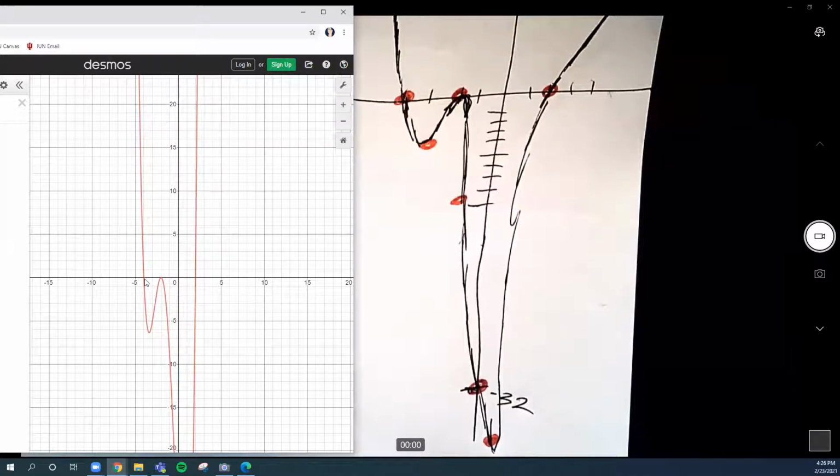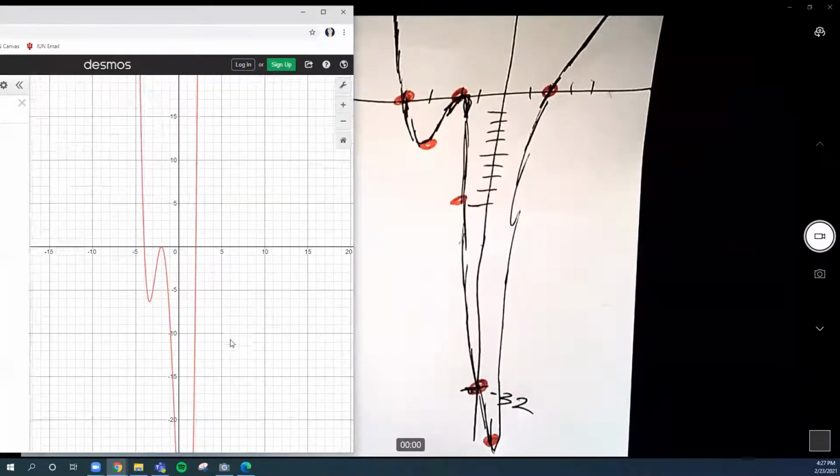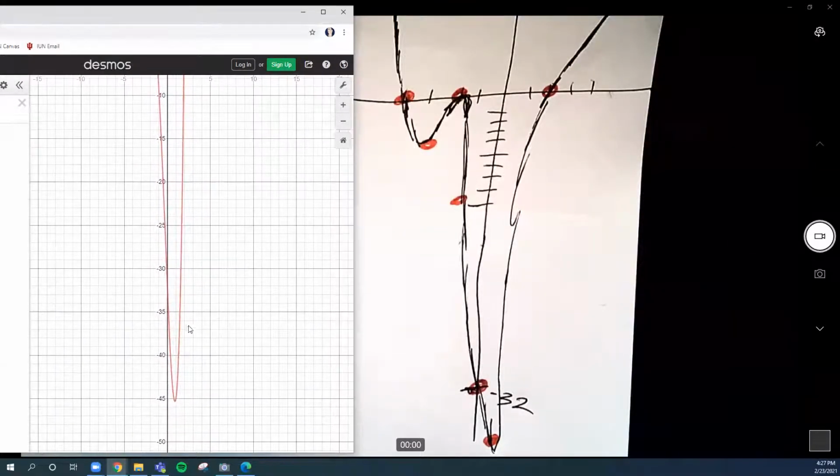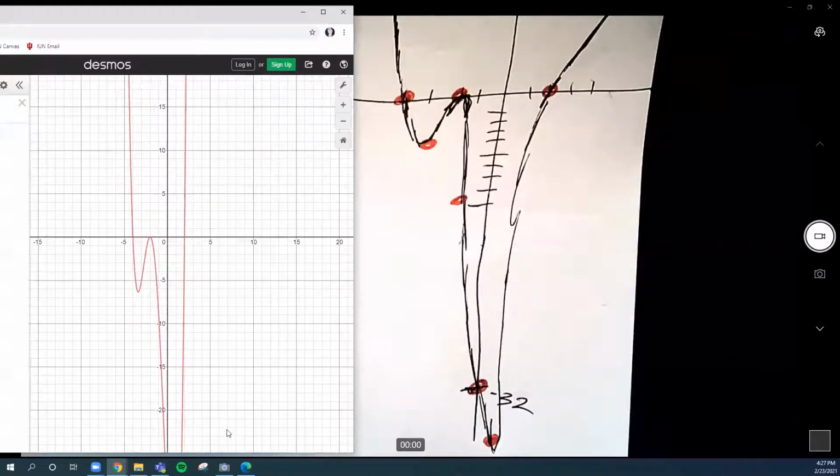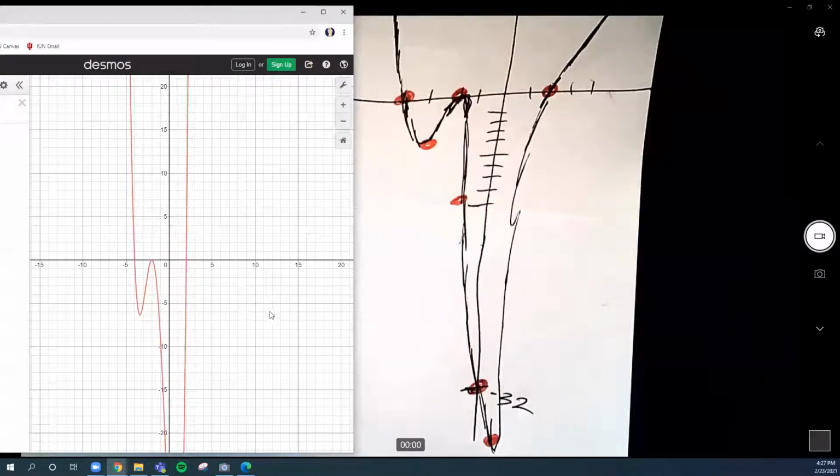You can see that it has definitely the 3 zeros at -4, -2, and 2, crossing through the -4, touching at the -2, and again crossing at 2. And it does seem to have a really large valley going all the way down to -40 something here. So my sketch is not too far off from what technology gives in a more accurate template.